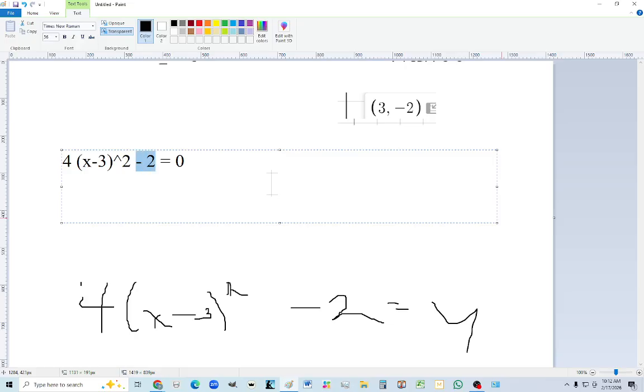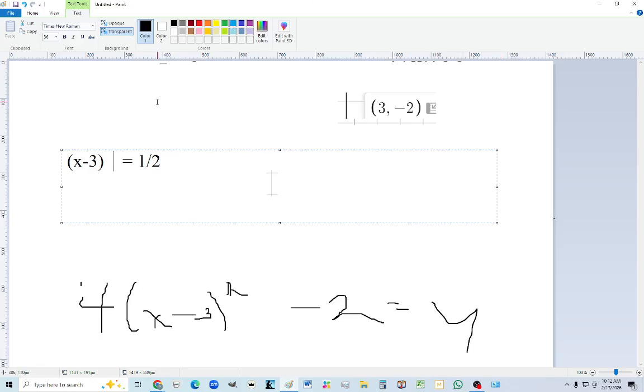Add 2 to both sides, equal to 2. Divide by 4. You have to do outside the bracket first. Divide by 4. You get 2 divided by 4. That's the same as a half. We have to square root it. We have to square root it to get it.